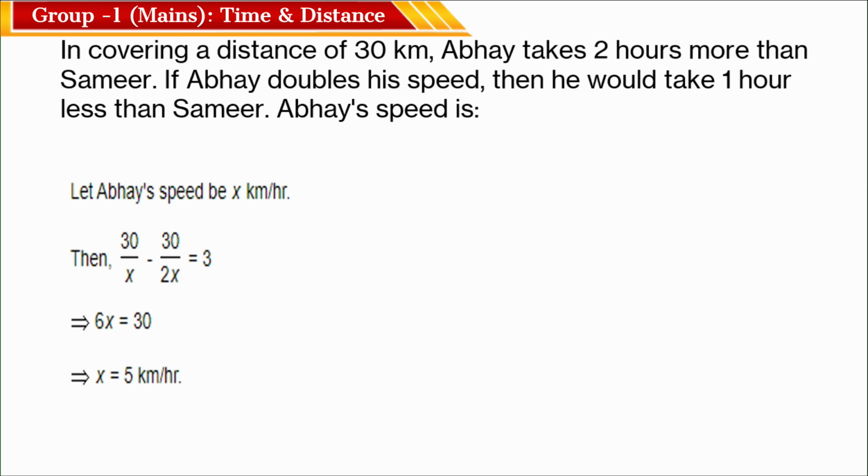So we don't know the speed of A, so we will say A's speed as x, correct? x kilometers per hour. So what is the distance here? 30 kilometers.